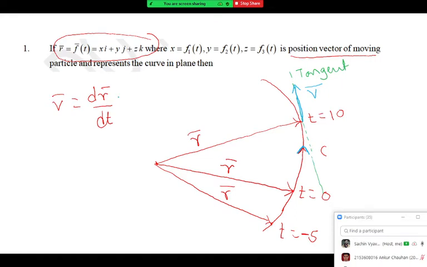So if the question is to find the tangent vector, then we have to do the same calculus. Suppose capital T bar is a tangent vector, it is dr bar by dt. V bar is a velocity vector, that is also dr bar by dt. So that is about the velocity.